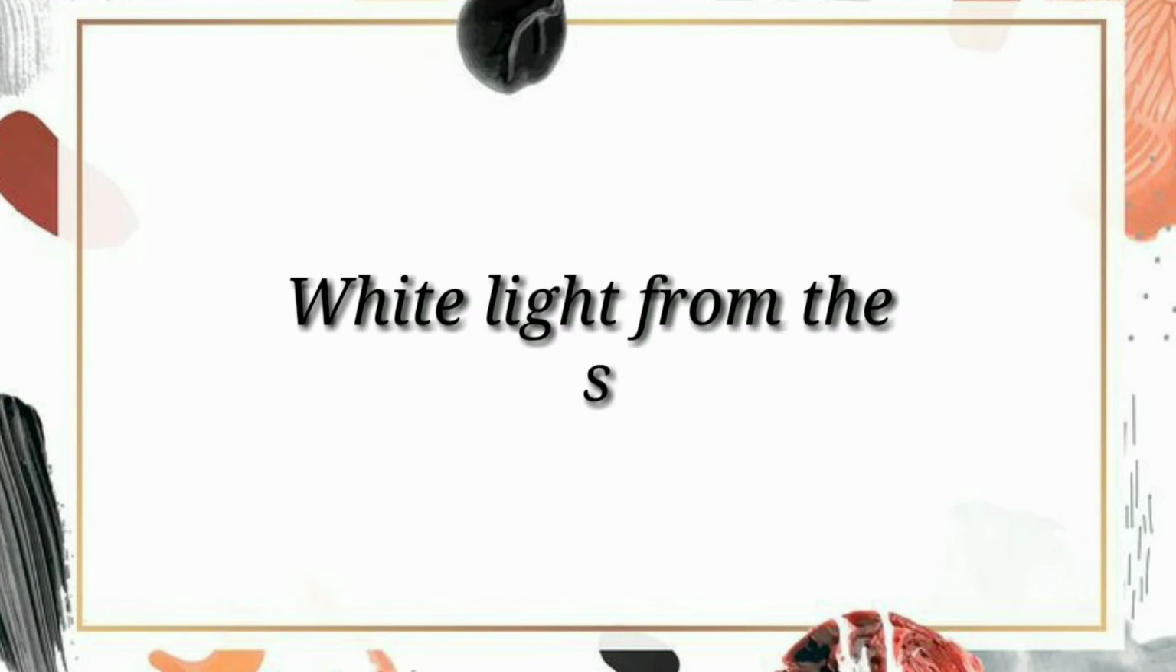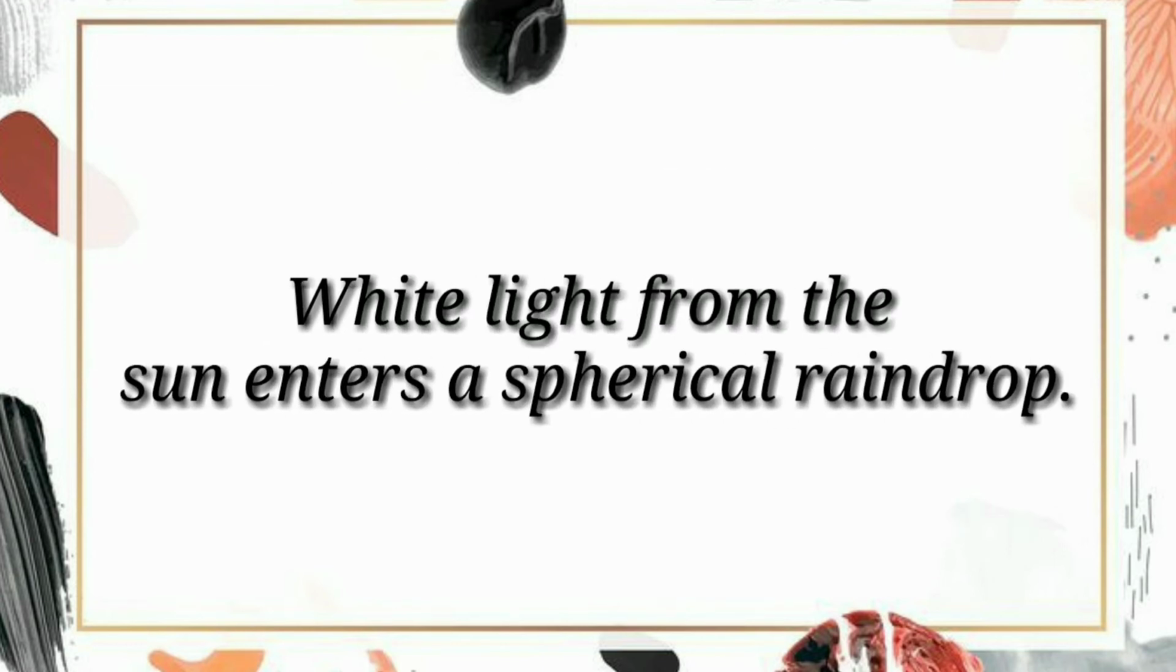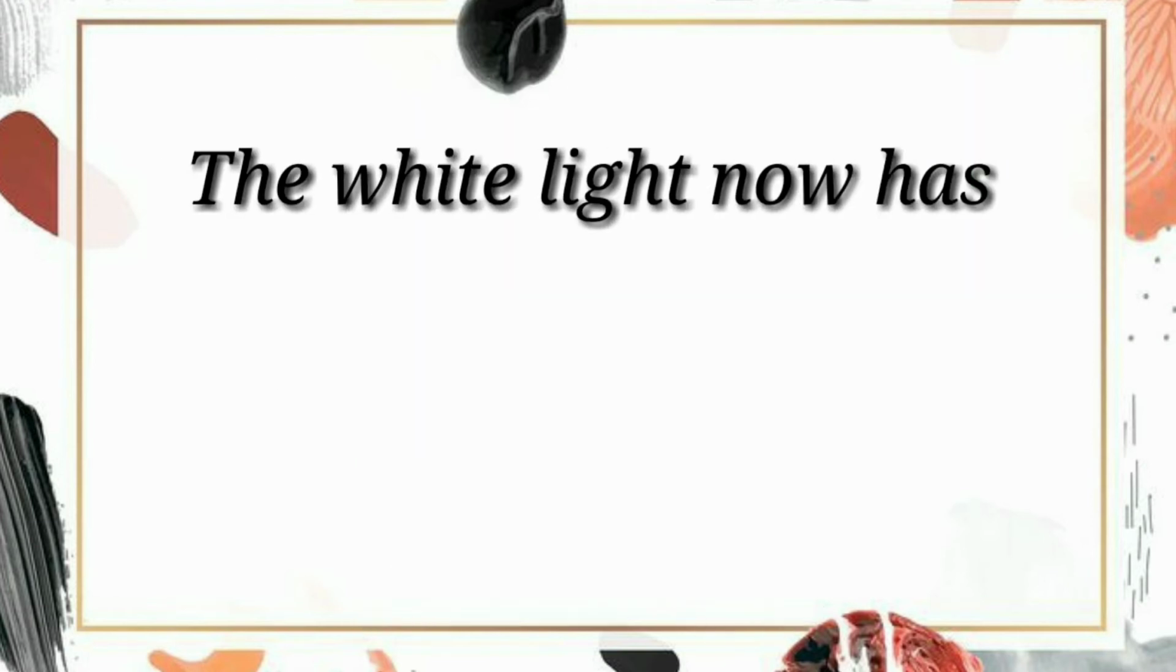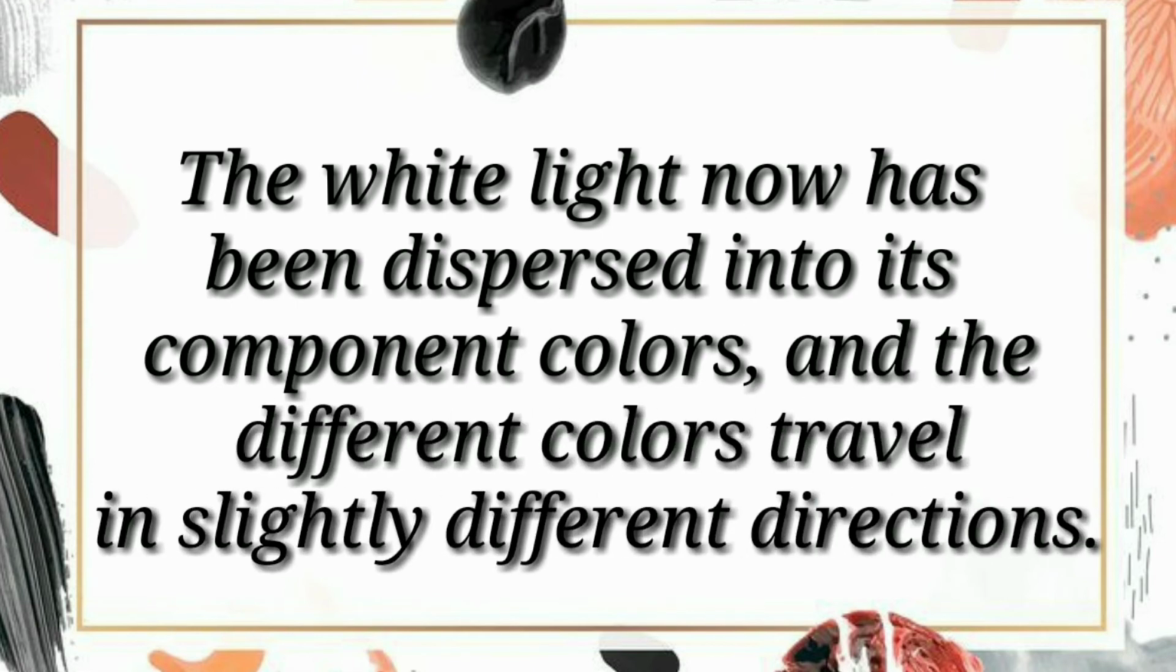White light from the sun enters a spherical raindrop. The different colors are refracted through different angles, reflected off the back of the drop, and then refracted again when they emerge from the drop. The white light now has been dispersed into its component colors and the different colors travel in slightly different directions.